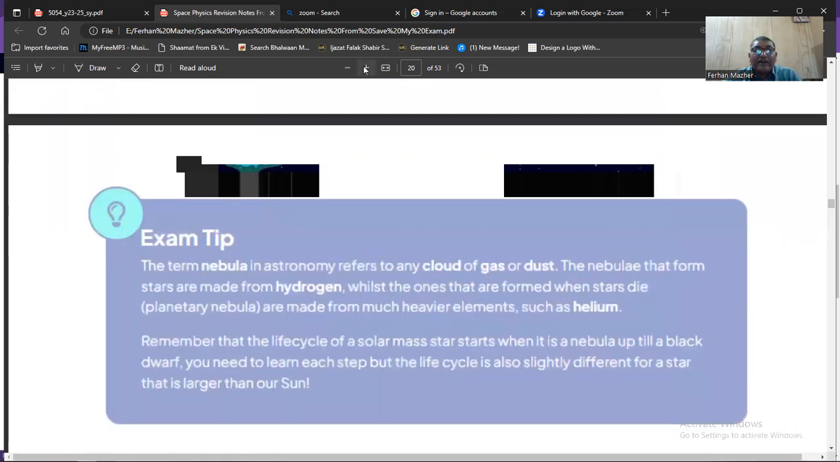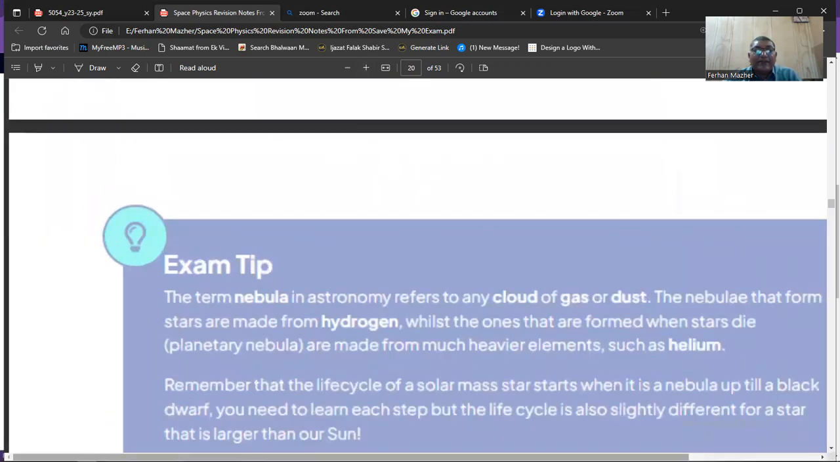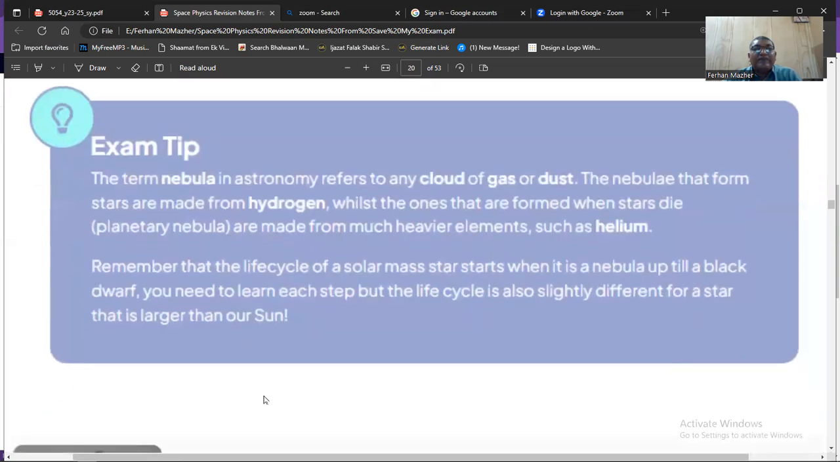So here we have the exam tips. The term nebula in astronomy refers to any cloud of gas or dust.